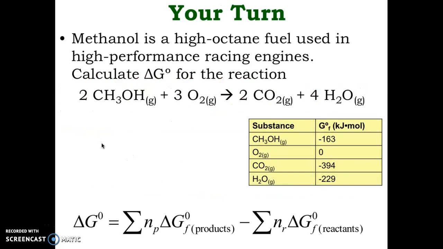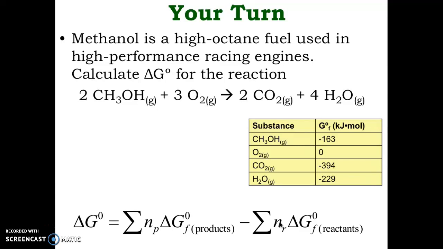All right, so here we have methanol, a high-octane fuel used in high-performance racing engines. Calculate delta G for this reaction using your delta G's from Appendix 4. In this case, I just give you the delta G's in the table right here. So what are we going to do? Take products minus reactants, also remembering to take number of moles into account. So if you want to, pause the video, practice this on your own, and then check your work. I'm just going to wait a second and then go ahead and explain.